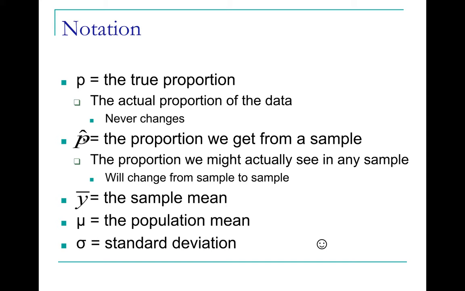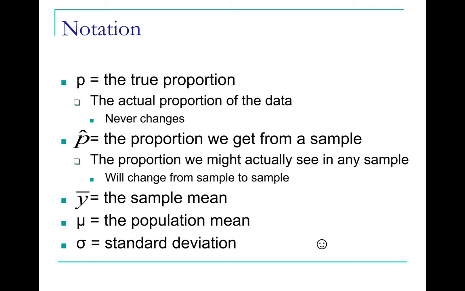P hat, p with the little hat on it, is the proportion we get from a sample. So if you were to flip that coin 100 times and it landed 48 times on heads, then you would have 0.48 as your p hat.